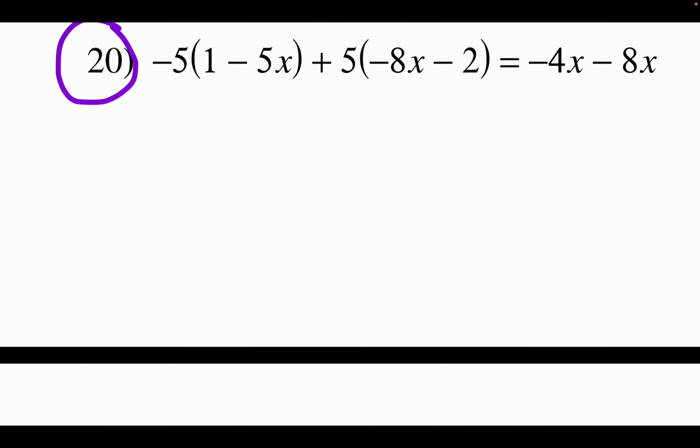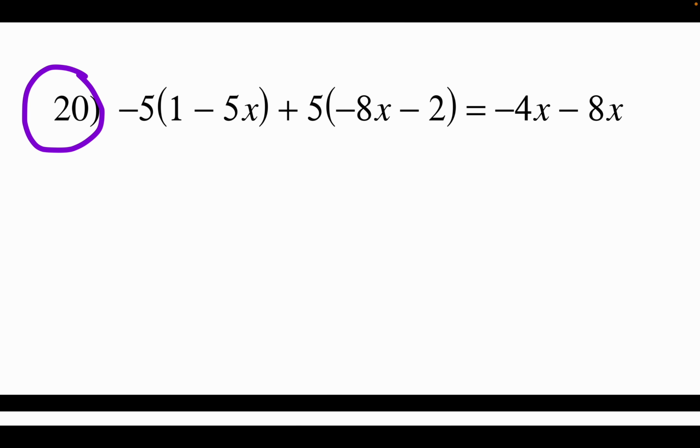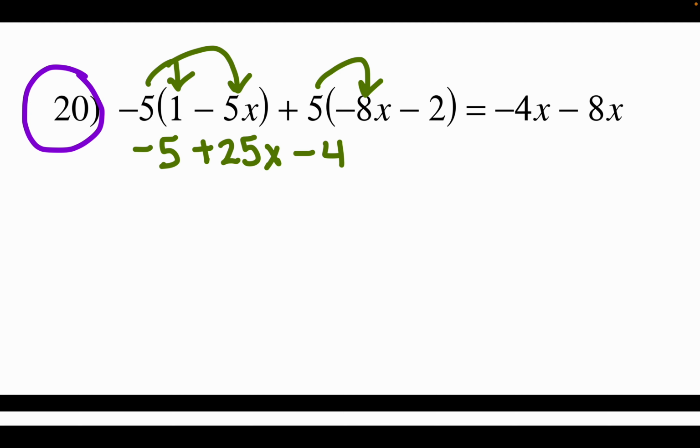Okay, and the last example from this video is number 20. So first thing we're going to do is distribute our parentheses. So negative 5 times 1 is negative 5. Negative 5 times a negative 5x is a positive 25x. 5 times negative 8 is a negative 40x. 5 times negative 2 is a negative 10. And that's equal to negative 4x minus 8x.